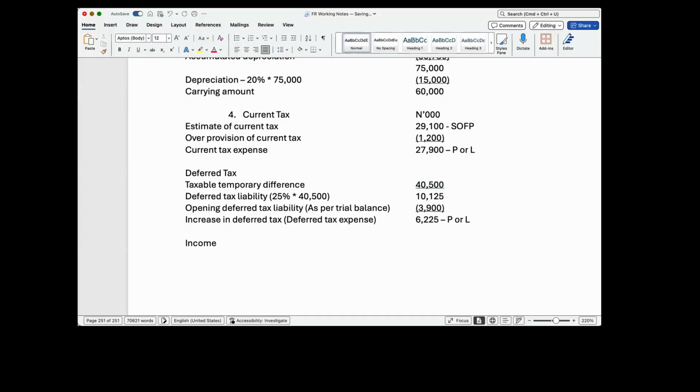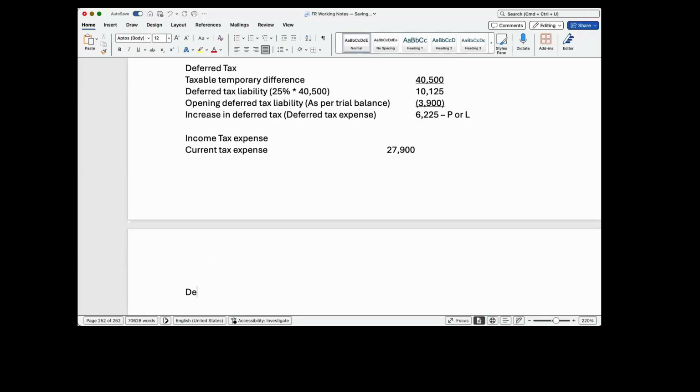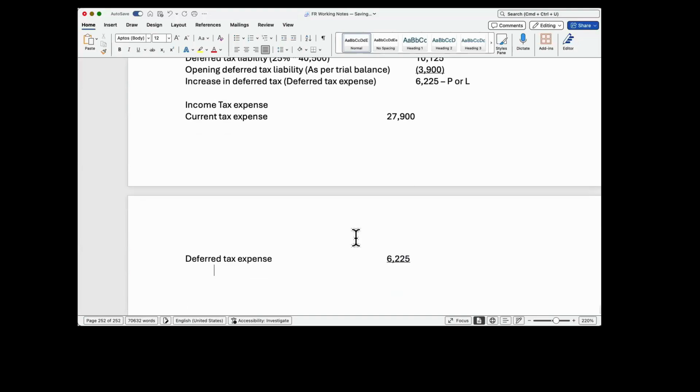So my income tax expense in my P&L is the aggregation of my current tax expense, which is 27,900, and my deferred tax expense, which is 6,225. So what's the addition of the two? 34,125. This is what goes to my P&L. 34,125.